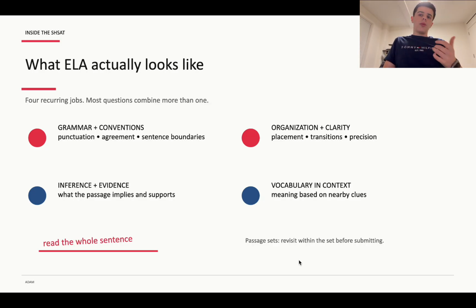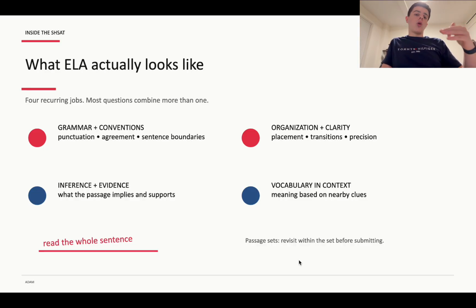Okay, so like I said, there's going to be grammar and conventions like punctuation, agreement, sentence boundaries, all that stuff, although that is a fairly small part of the test. And then there's going to be inference and evidence, organization and clarity, vocabulary and context. And another thing is that a lot of times these questions will combine multiple different topics at the same time.